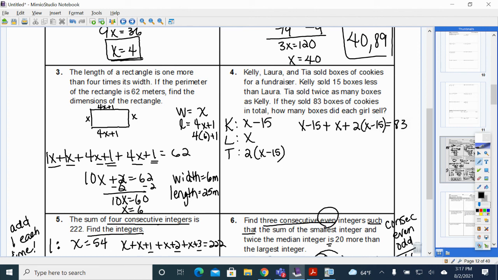To save time, I am not going to solve that. If you want to solve that, you can. I can tell you that you should get X equals 32. If you solve this, you should get X equals 32, which means that Kelly sold 17, Laura sold 32, and Tia sold 34. So those are the answers to number 4.